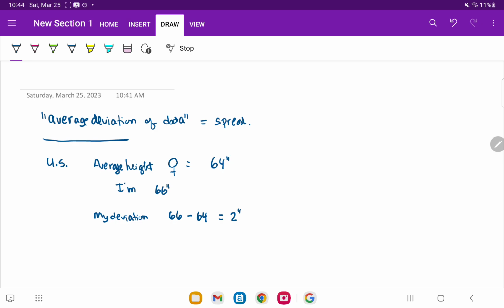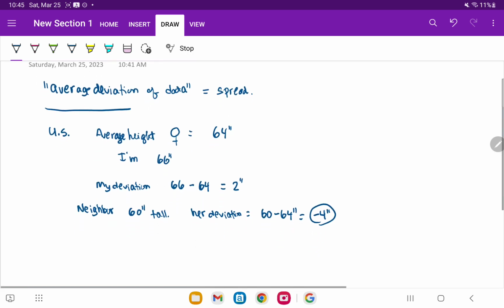Suppose that somebody else is only 60 inches tall, my neighbor. Her deviation would be -4. Notice that's a negative number. Okay, so if you're below the mean, your deviation is negative. If you're above the mean, your deviation is positive. All right, and we want to take the average of all of those things.